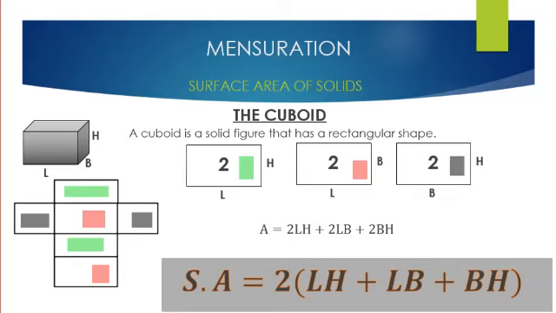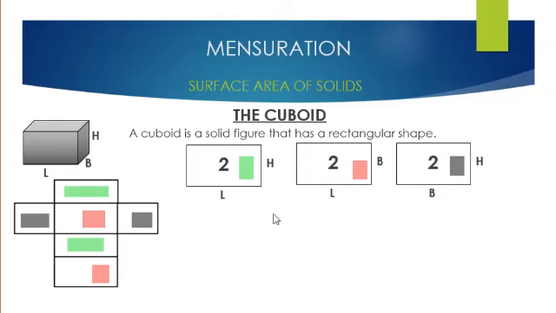So don't forget that the cube has the surface area which can be found by 6L squared. And the cuboid, of course, from what we just found, it's 2 times LH plus LB plus BH.